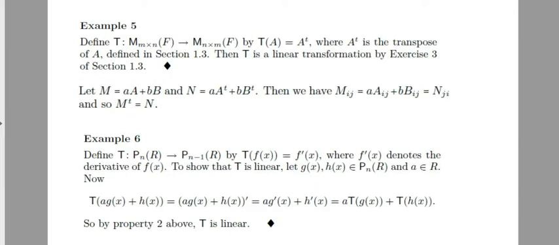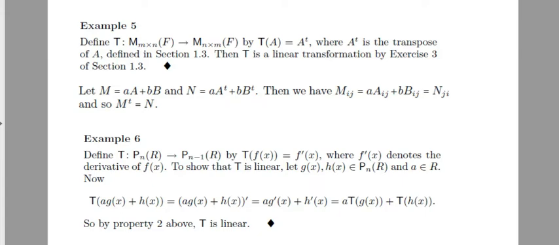Next example, we have a mapping from the vector space of all matrices of order m cross n over F to the space of matrices of order n cross m over F, given by T of A is equal to the transpose of A. Now we have to see that this T is a linear transformation. Again, T of A1 plus A2 is (A1 plus A2) whole transpose, which is the same as A1 transpose plus A2 transpose, and T of cA is equal to (cA) transpose, which is equal to c times T of A. So you can see that this is a linear transformation.